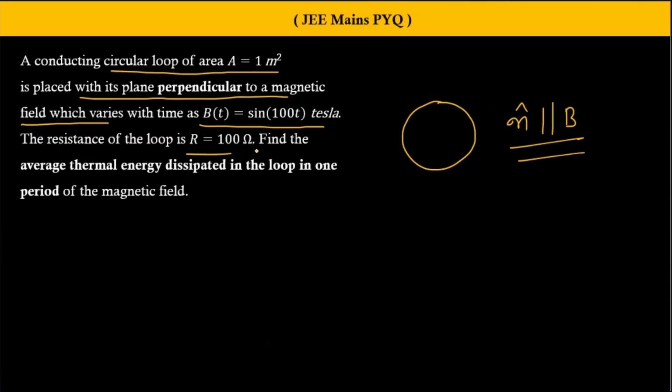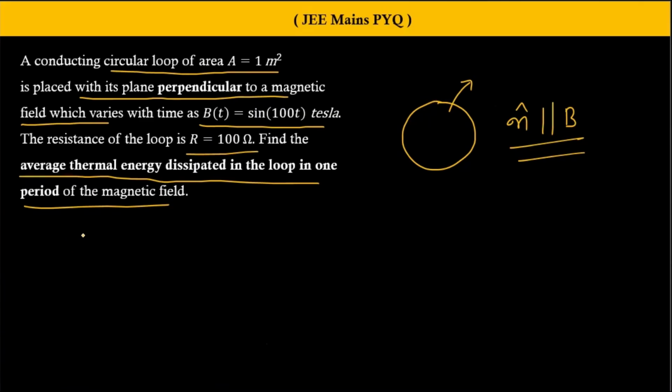The resistance of the loop is this. Find the average thermal energy dissipated in the loop in one period of the magnetic field. Okay. So if you see carefully here, the magnetic field is changing magnitude wise. And this coil is not rotating. Why will there be thermal energy getting dissipated in the loop? Only if there is current flowing in the loop. And why will current flow in the loop? There should be some potential difference. Where will the potential difference come from?